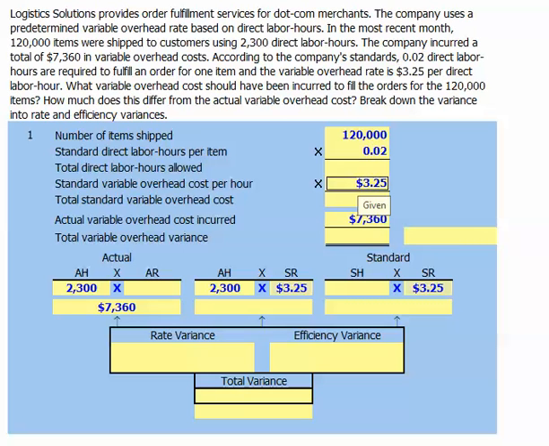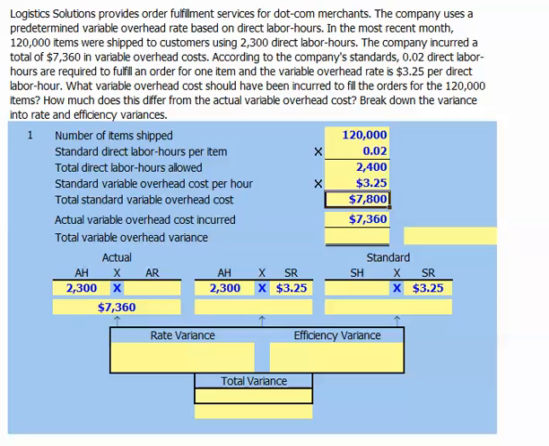Let's begin by calculating our total direct labor hours allowed. We shipped 120,000 items, and our standard direct labor hours per item is 0.02. So this should have taken us 2,400 direct labor hours. Our standard variable overhead rate, or predetermined variable overhead rate, is $3.25 per hour, which means our total variable overhead cost at standard should have been $7,800 to ship these items.